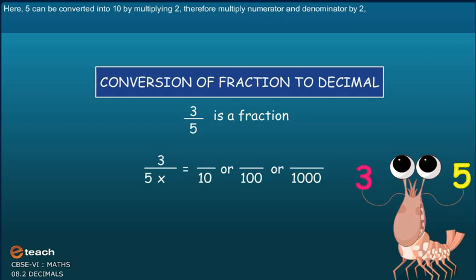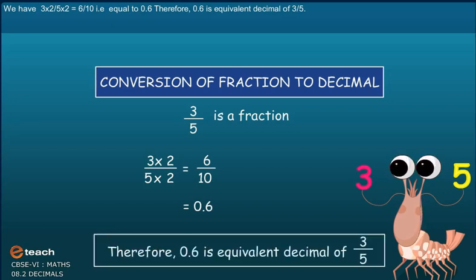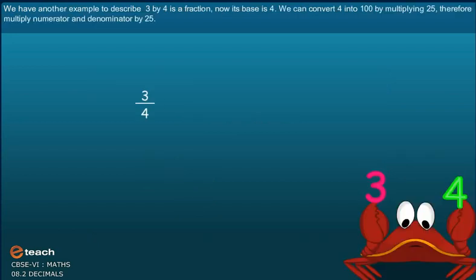Here, 5 can be converted into 10 by multiplying by 2. Therefore, multiply numerator and denominator by 2. So we have 3 into 2 by 5 into 2 is equal to 6 by 10. That is equal to 0.6. Therefore, 0.6 is the equivalent decimal of 3 by 5. We have another example to describe.